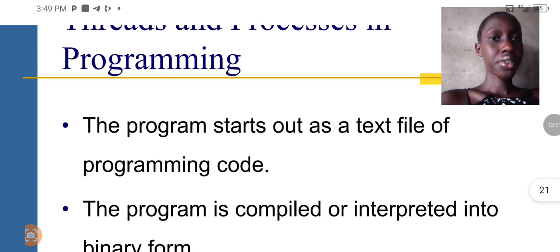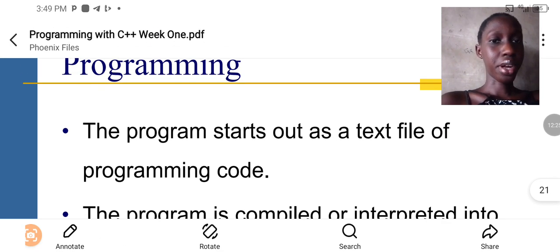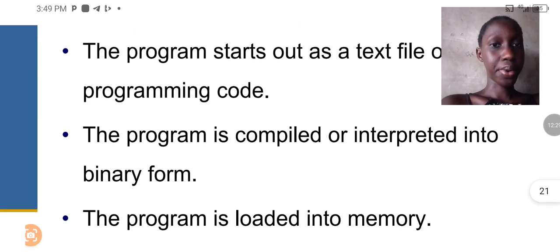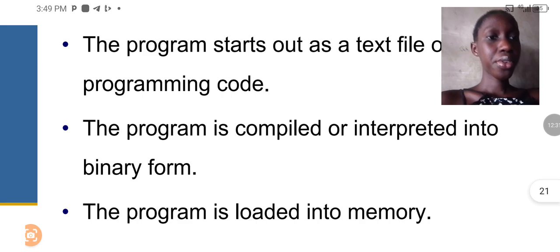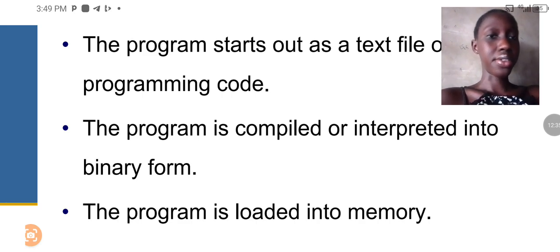Now, threads and processes in programming. The program starts out as a text file of programming code, just text of the program code. Then the program is compiled or interpreted into binary form, that's the ones and zeros.